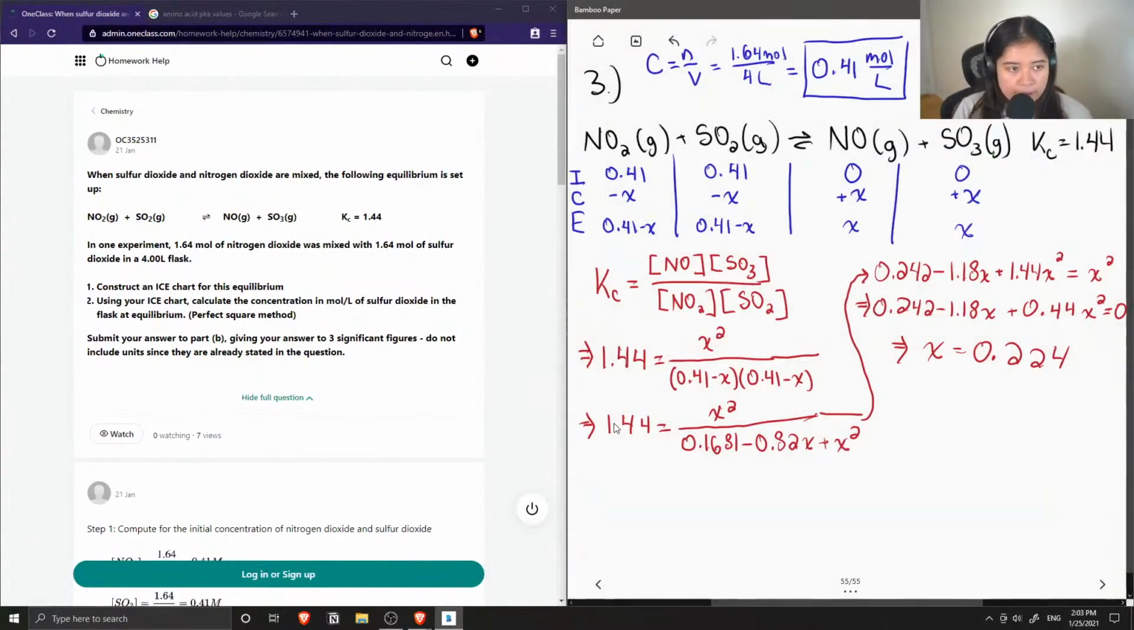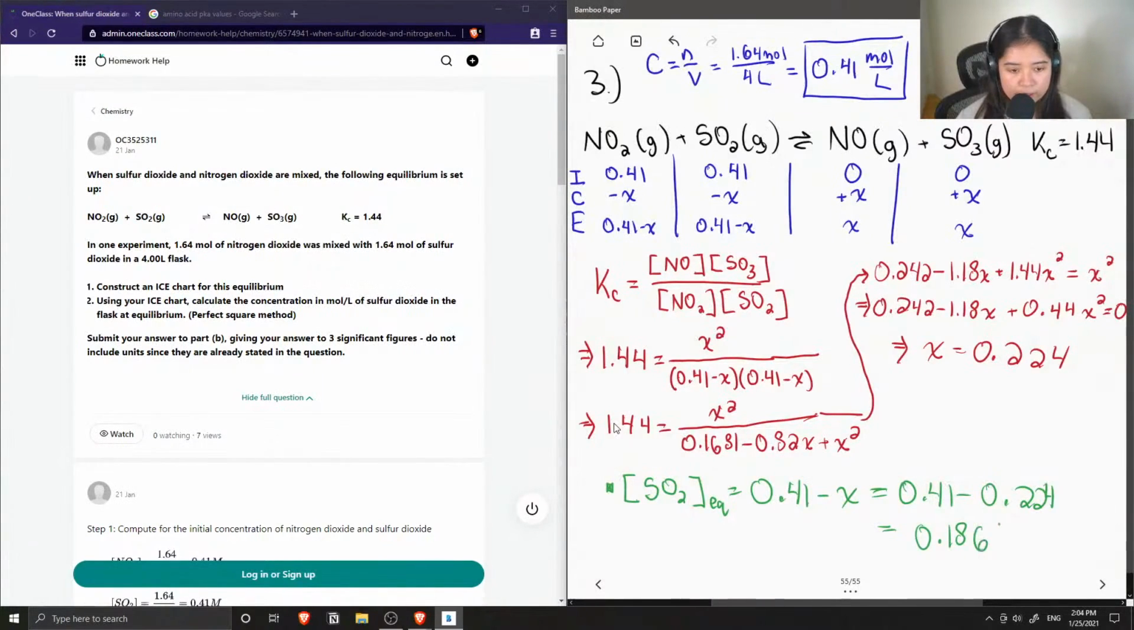And now we can calculate the concentration of sulfur dioxide at equilibrium. So we know it's going to be equal to 0.41 minus x, and we found x to be 0.224, and you end up with a final concentration of 0.186 moles per liter.